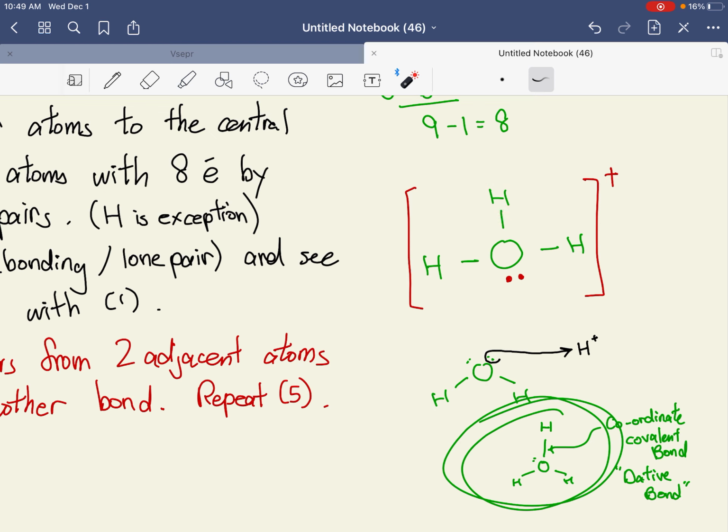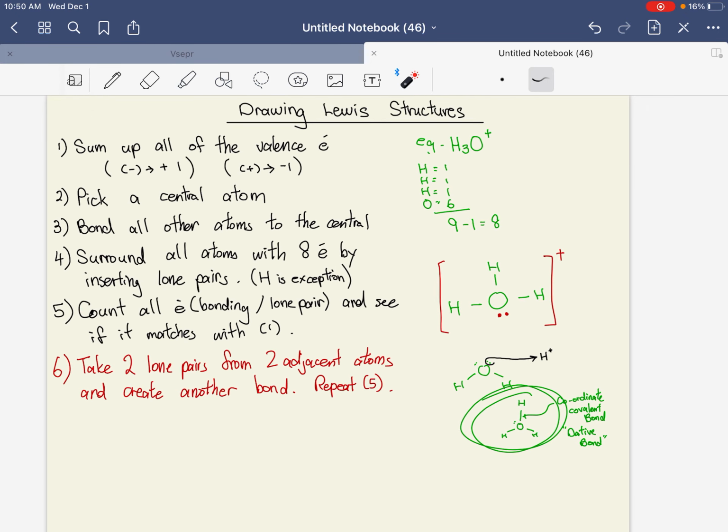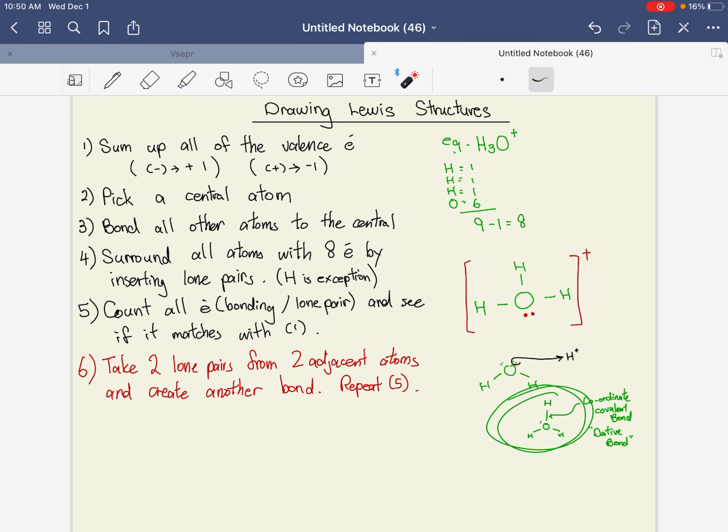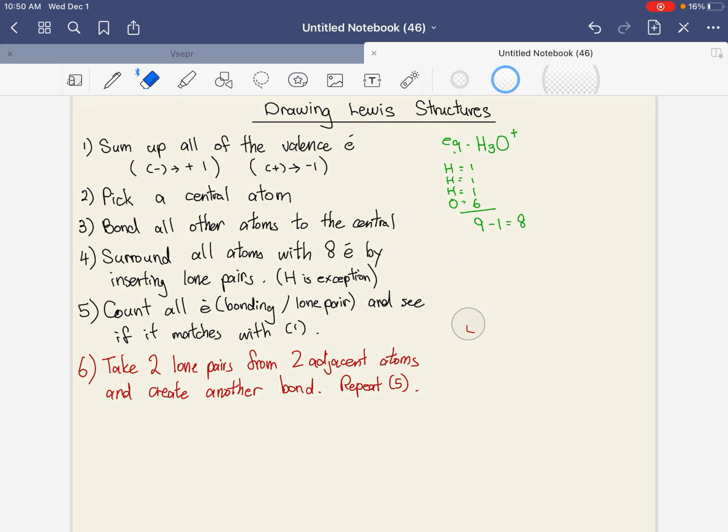Is it still this H? Is it that H? Or is it this O? So that's why we're going to be looking at dative bond. We're going to look at formal charge later on and see exactly where that positivity lies. All right. Since we did a positive one, let's do a negative one. Let's do a negative example.